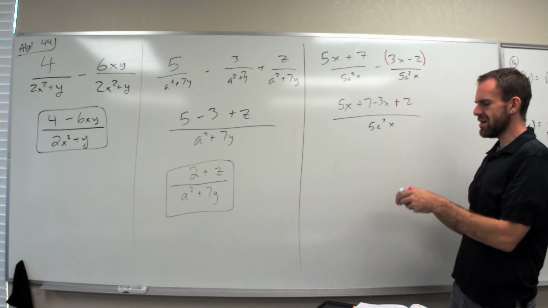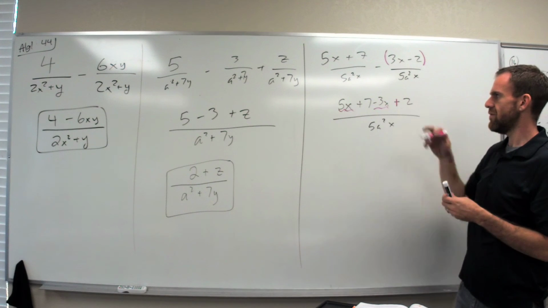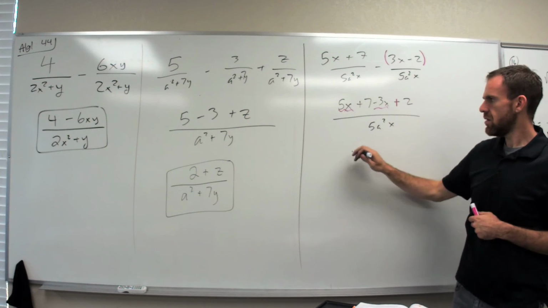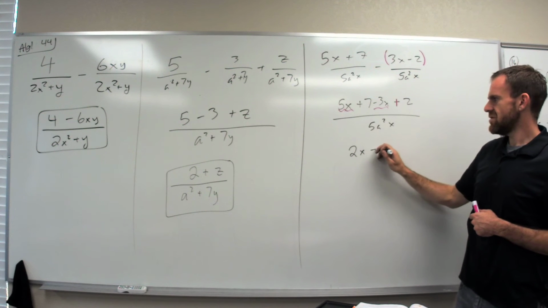Okay? Now I can combine like terms. So I have these two. 5 minus 3 is 2. 7 plus 2 is 9.